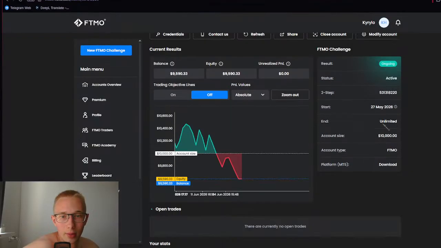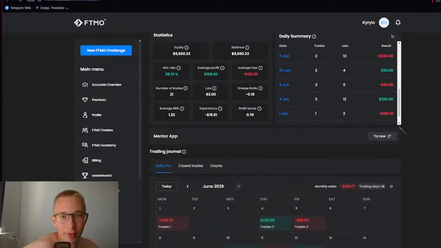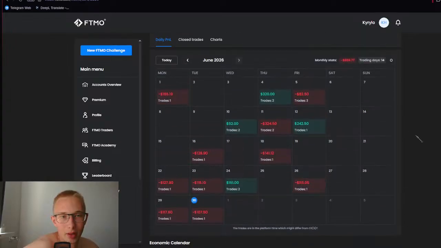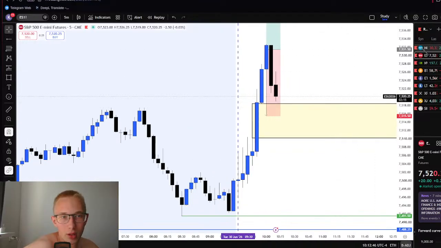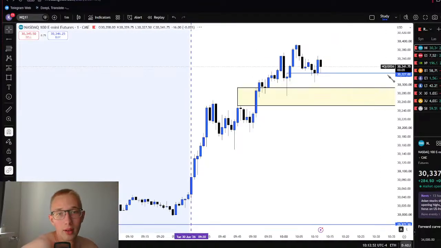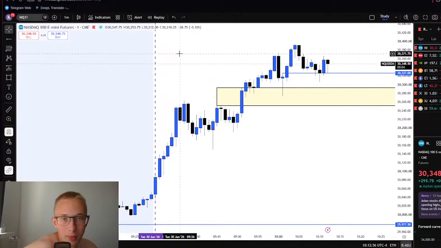Yeah, I'm down half of my account. 38 percent win rate, bro. Holy shit. But that's cool, I did exit this trade at least. I shouldn't have taken that.